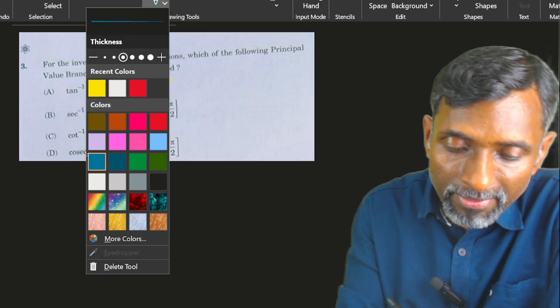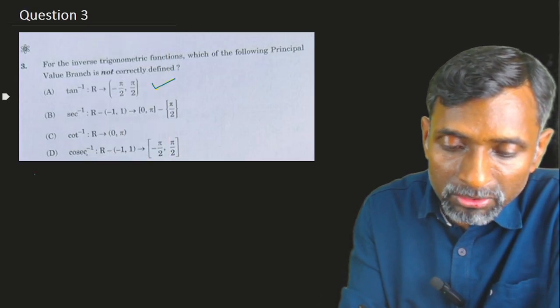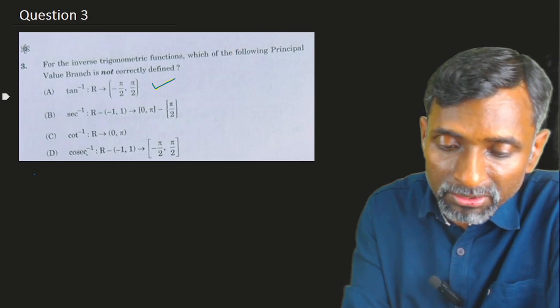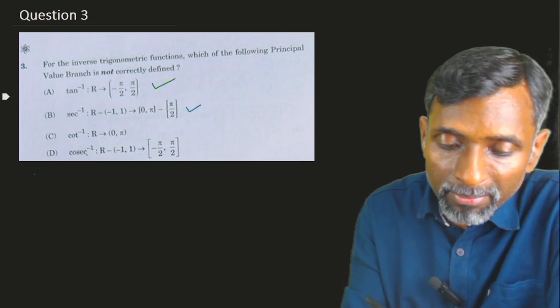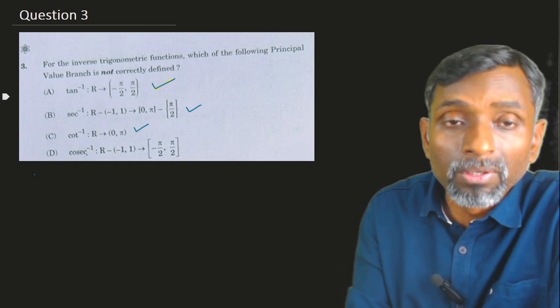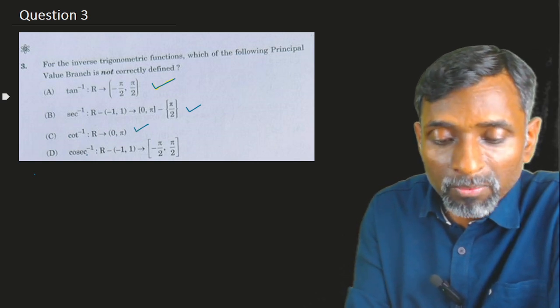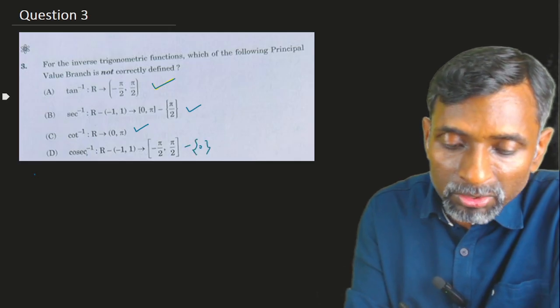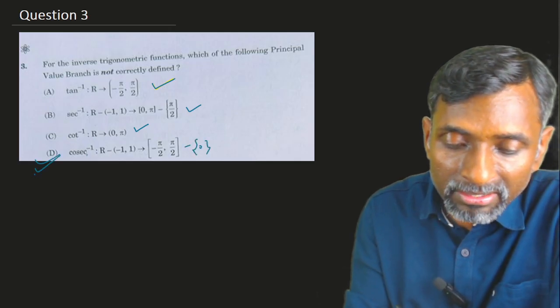The second one is also correctly defined, because the principal value branch of sec inverse is 0 to pi but not pi by 2. The third one is also defined, but this is not defined because the principal value branch of cosec inverse is minus pi by 2 to pi by 2 but not 0. So we can say option D is correct.